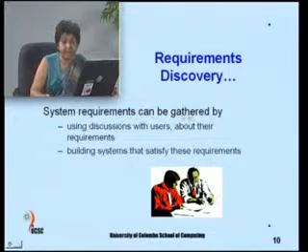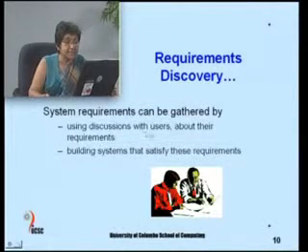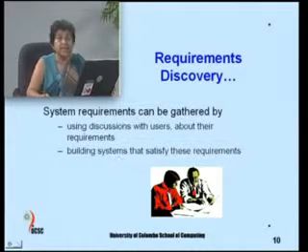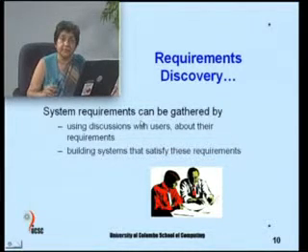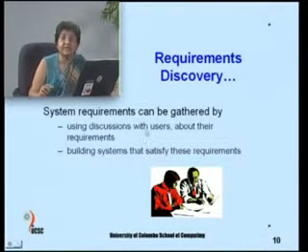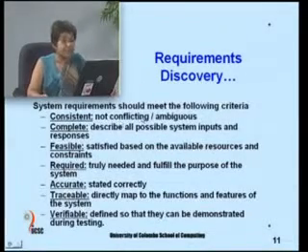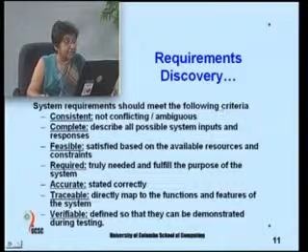So, system requirements can be gathered by using discussions with users about their requirements or about their problems, and building systems that satisfy these requirements. Once you have analyzed all this information that you have gathered from the users, then you start building your system, and the system that you finally build will have to satisfy these requirements. System requirements should meet the following criteria.